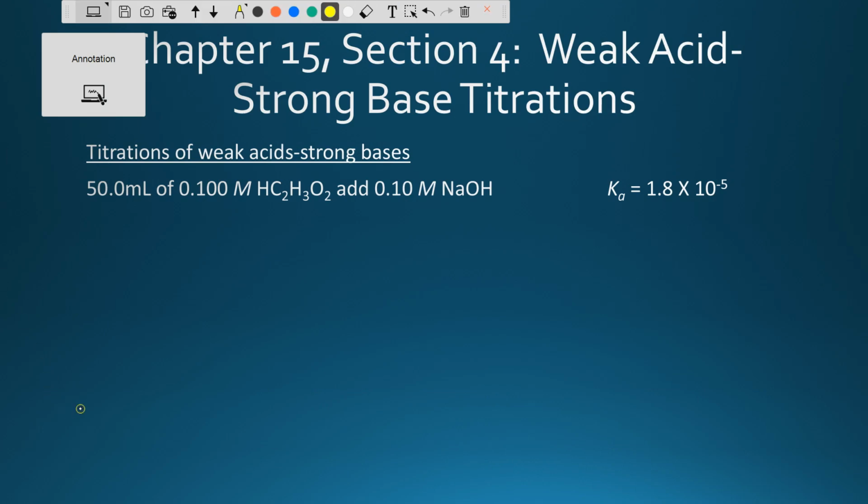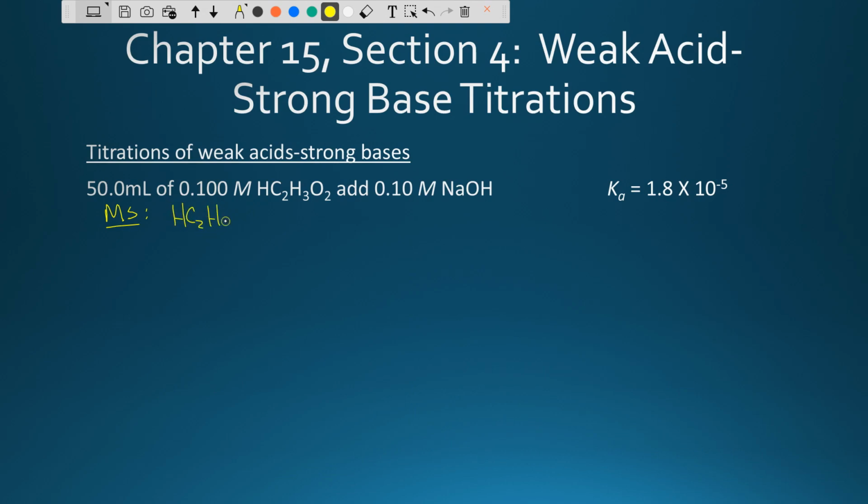And so what's going on is we're going to be mixing these two together, and our major species is going to end up being our acetic acid, because it doesn't dissociate completely. We will have some of that in there. We will have our sodium ions. Now remember, they don't really do anything. Those column 1 ions don't affect anything as a buffer or anything. They're more of a spectator ion, so we can disregard those.